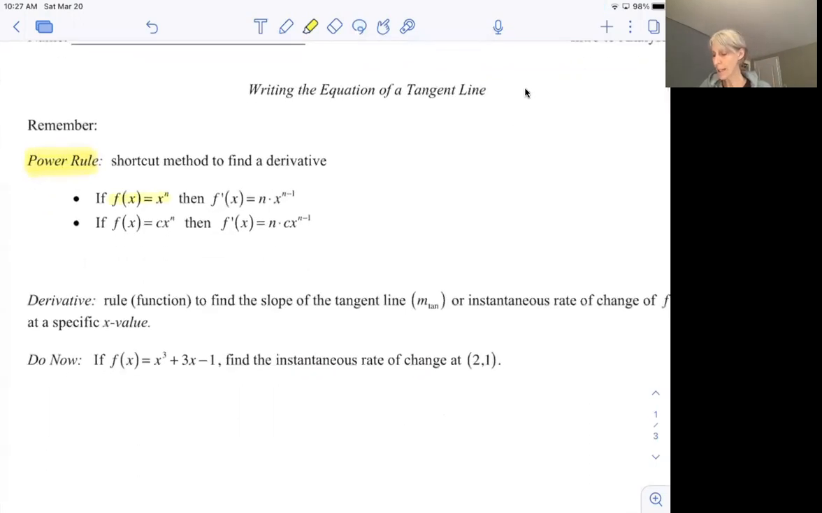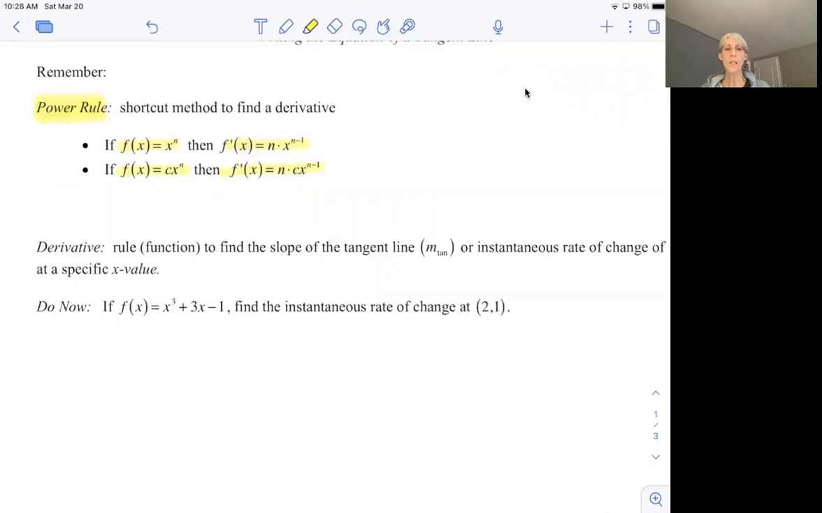So if f of x equals x to the n, or if f of x equals c times x to the n, just if there's a number out in front, then the derivative is n times x to the n minus 1, or n times c times x to the n minus 1. Remember, though, all we do is bring the power down in front, multiply it by whatever number's there, subtract 1 to get the new power. If our term is just an x with no power, then it's just the number, the coefficient out in front. And if the term is just a constant, then it just goes away.